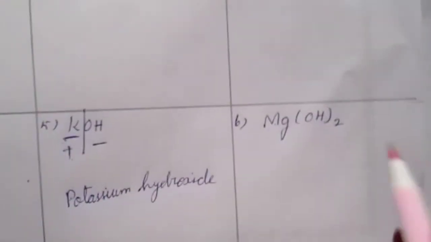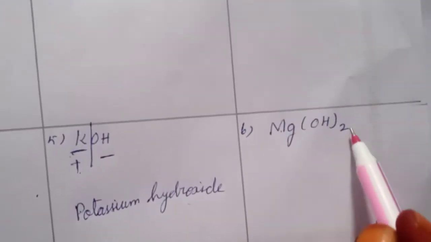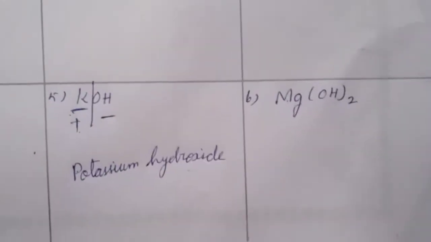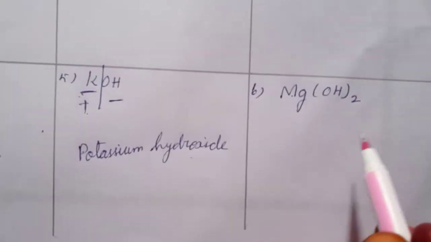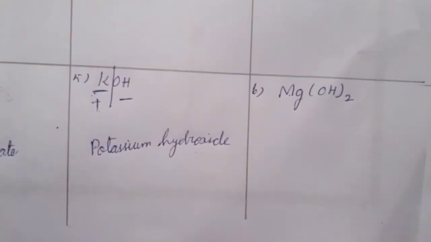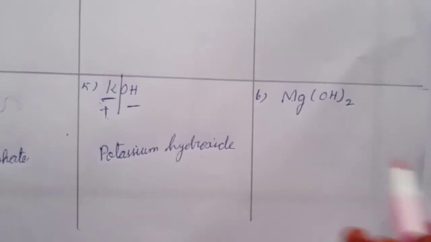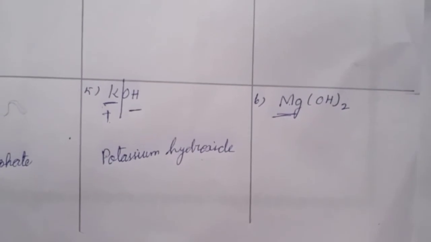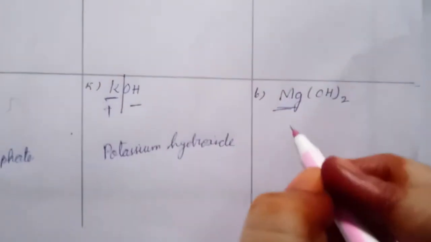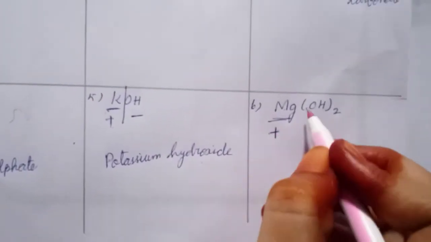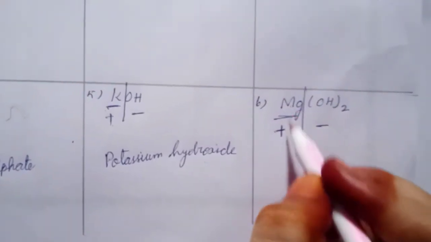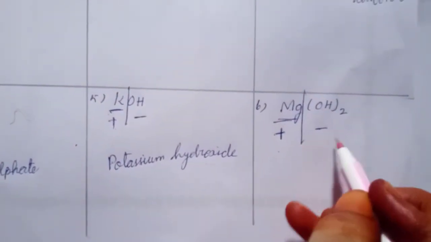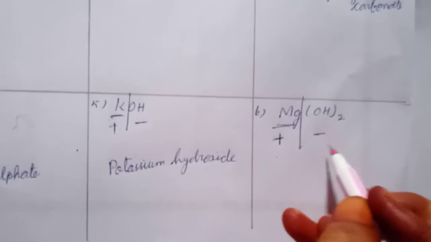And next, Mg(OH)2. Don't consider that number. First you have to find out the positive ion. Here, what is the positive ion? First you identify the metal. What metal is present in it? Magnesium. Or otherwise, the first one is positive and the remaining portion is negative. So Mg is positive and the remaining portion is negative. First we write the name of the positive ion, and next we follow with the name of the negative ion.